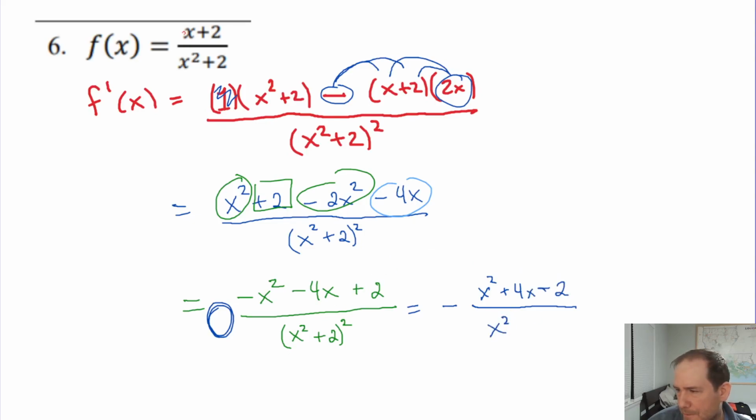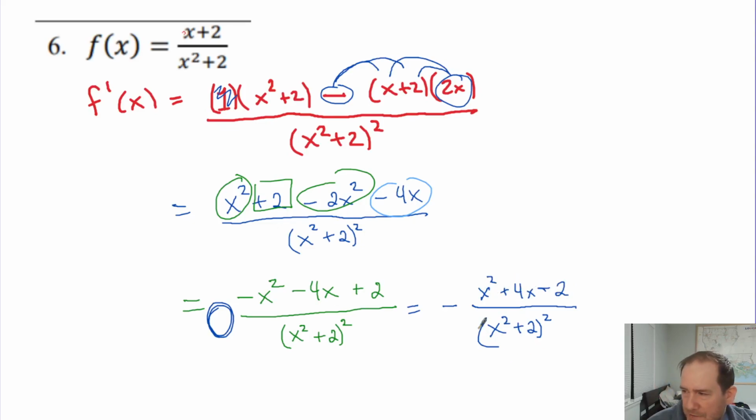And then an x squared plus 2 all squared. And again, if the numerator was factorable, you'd have to factor it, but you're not going to find factors of 2 that add up to 4. So we can rest pretty sure that this thing does not factor.